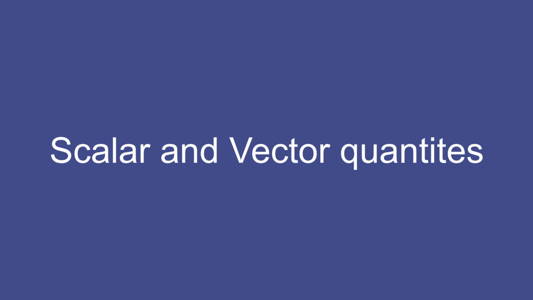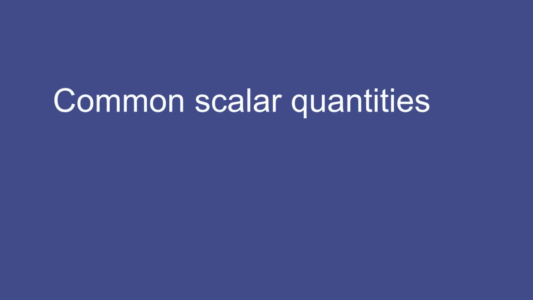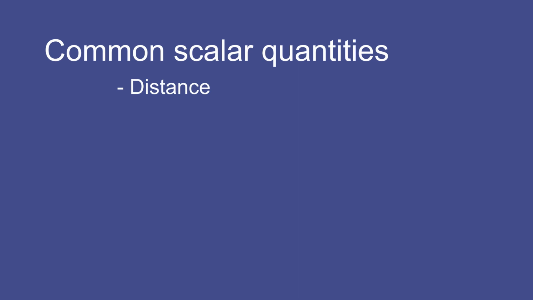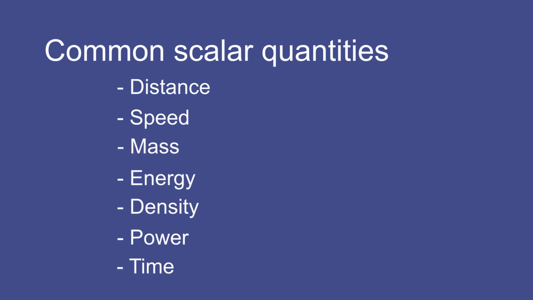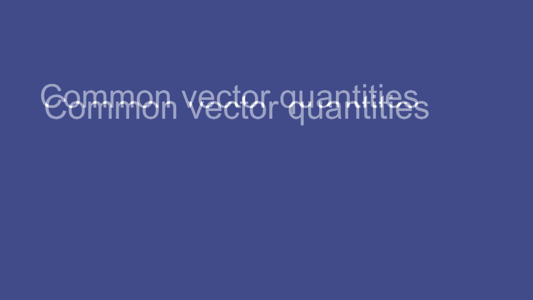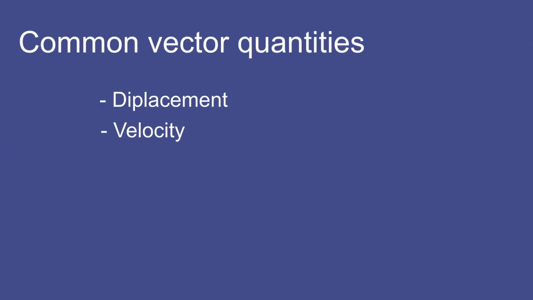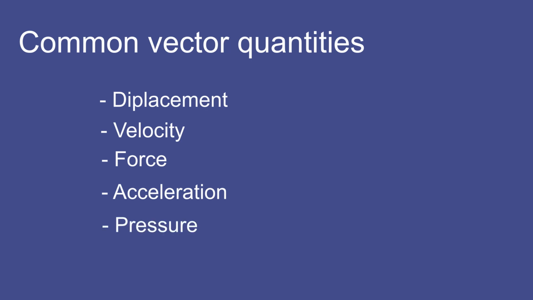Scalar and vector quantities are not just distance and displacement. You are in fact using a lot of them in your daily life. Common scalar quantities include distance, speed, mass, energy, density, power, time, etc. Vector quantities can include displacement, velocity, force, acceleration, and pressure.